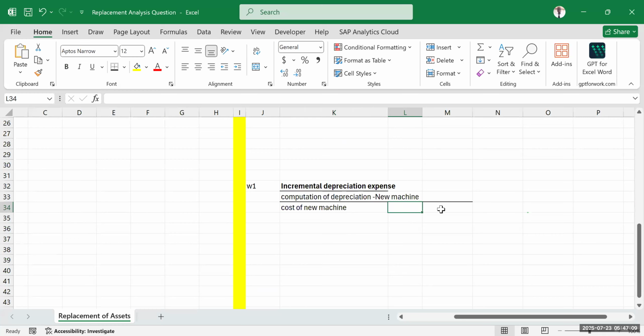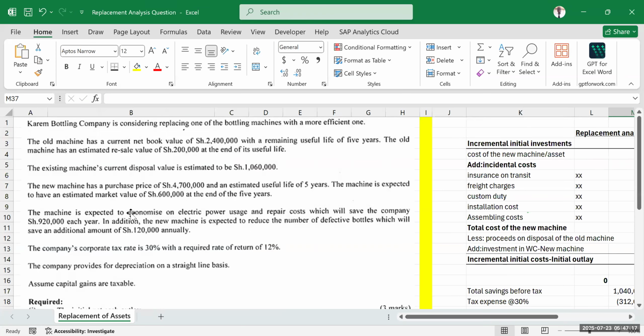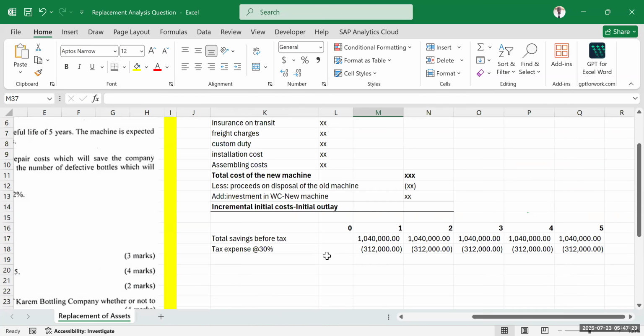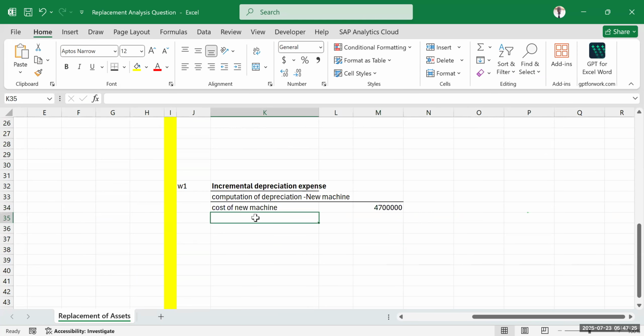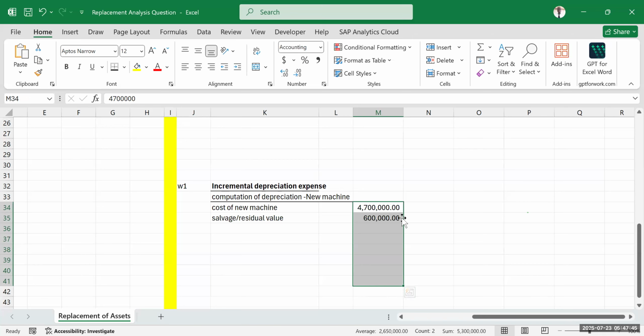So the cost of the machine, I believe we've all seen, is 4,700,000. Let me just confirm if that is true. Yes, it is. Then the salvage value is 600. Sometimes you call it residual. So it is either salvage or residual value. You can call it either term, and it is 600,000. I hope that figure is also correct. I've picked it correctly.